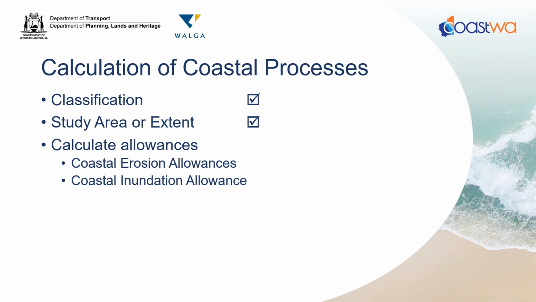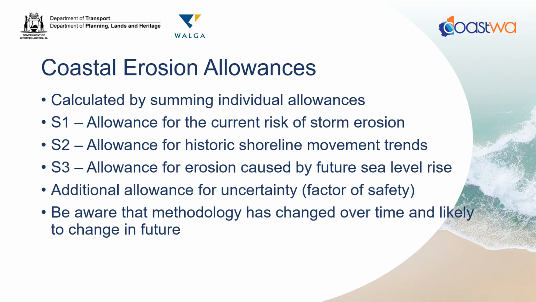So we've discussed the classification of the coast, and the study areas or extents which we should be considering. Now we'll step through the appropriate allowances for coastal erosion. The coastal erosion allowances are calculated by summing a series of individual allowances. S1 is the allowance for the current risk of storm erosion of that 100-year or 1% AEP event. S2 is an allowance for historic shoreline movement trends. S3 is an allowance for erosion caused by potential future sea level rise, and there's an additional allowance for uncertainty, which provides a kind of factor of safety. We sum all those up and we get a coastal erosion allowance. We're going to step through each of those in a second.